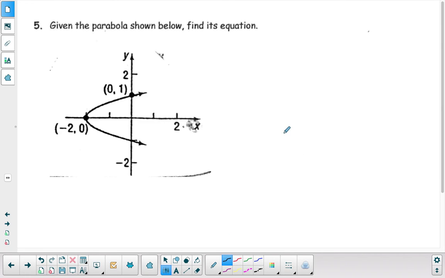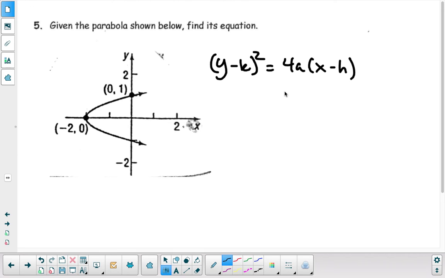Last. Given the parabola, find its equation. So to do this, we need to first identify which equation we're going to be working with. It's sideways. So y is going to be squared. It's opening to the right, so that means we're going to be using the positive version. So y minus k squared is equal to 4a times x minus h.